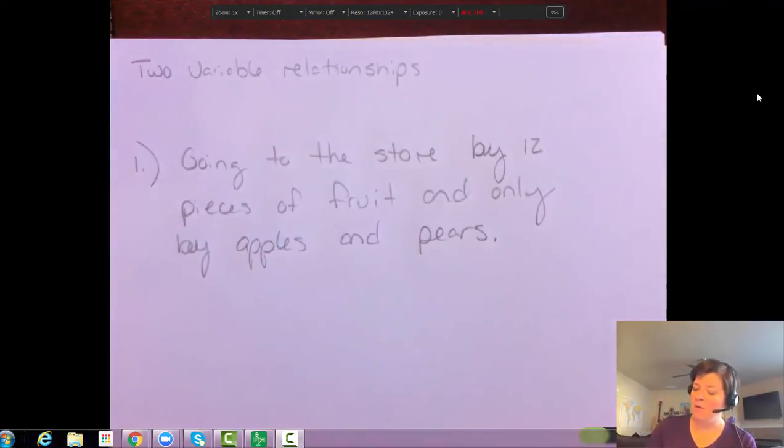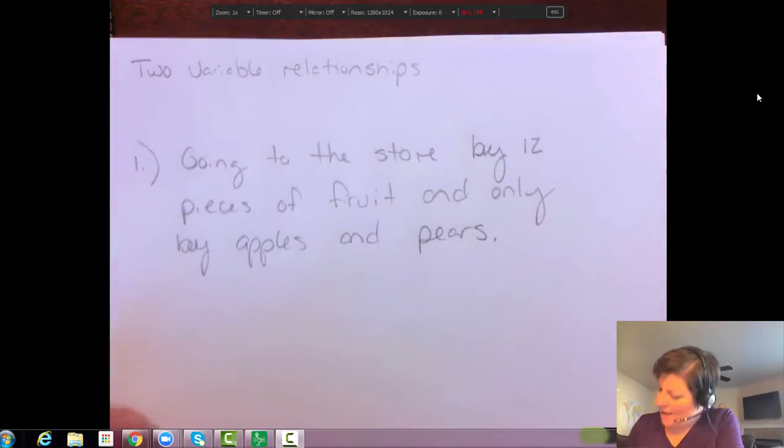All right, what don't I know? What are the two variable things? Variable means that they could change. They don't stay the same. You can let a letter represent them, but they're things you don't know in this word problem. So what don't you know? Well, you don't know how many apples and you don't know how many pears.